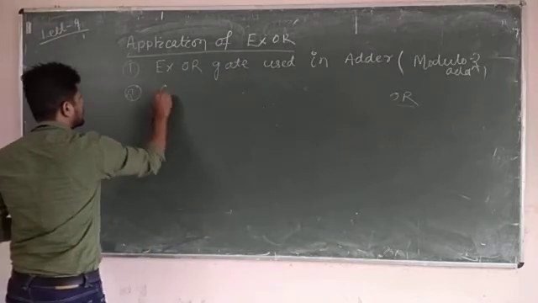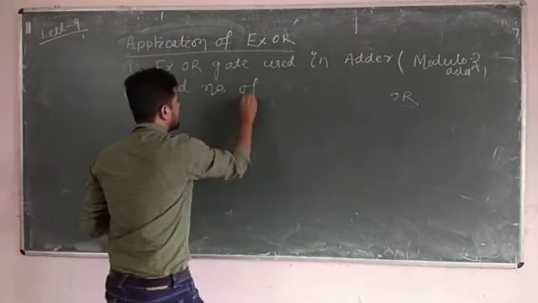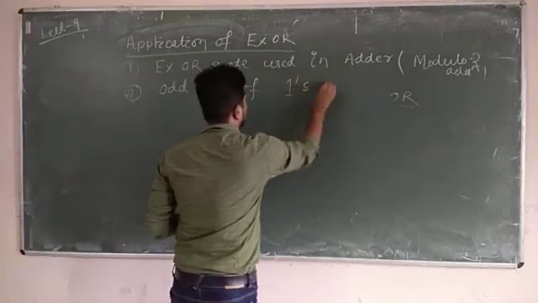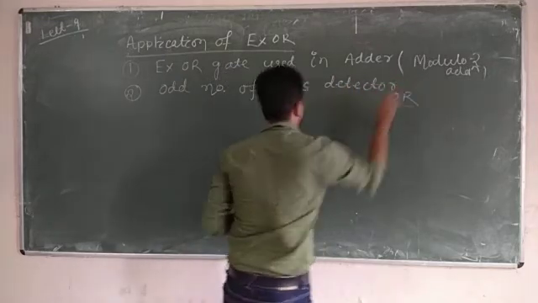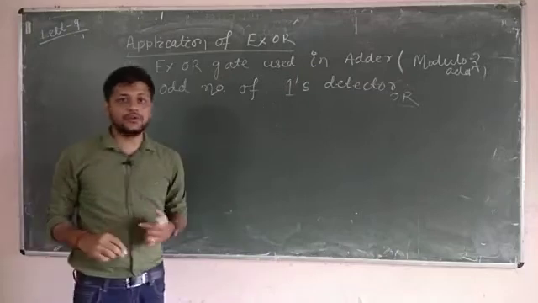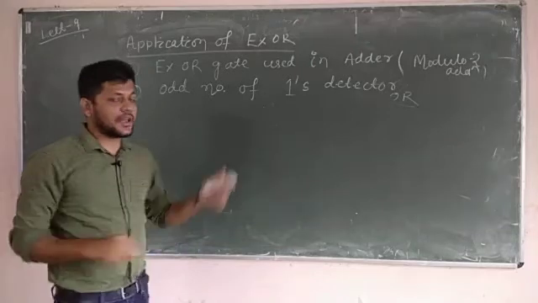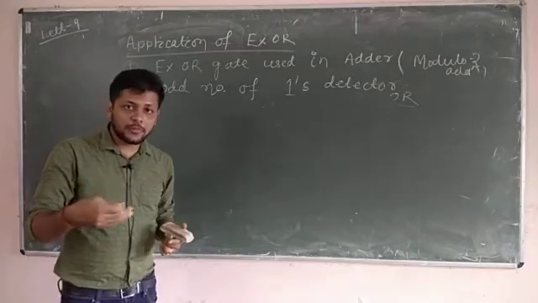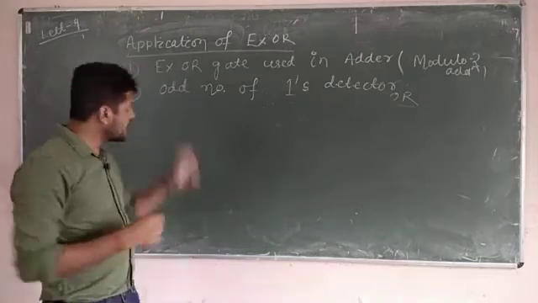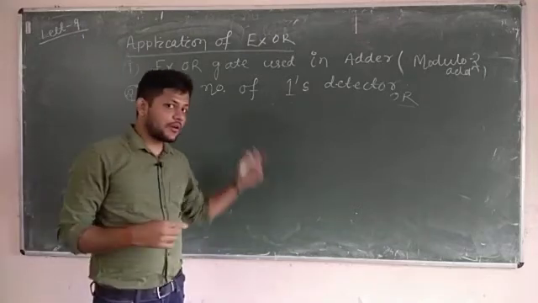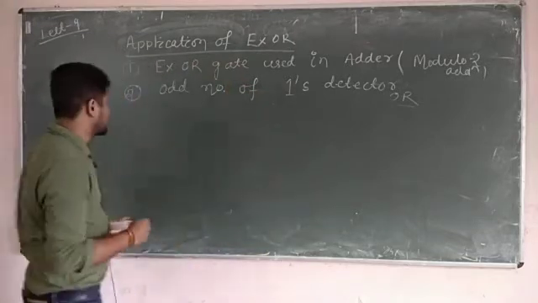Second is the odd number of 1s detector. Another application of the exclusive OR gate is that it acts as an odd number of 1s detector. That means if you apply an odd number of 1s to the input of the exclusive OR gate, then only the output of the exclusive OR gate is 1. Hence, we use it as an odd number of 1s detector. That is another application of the exclusive OR gate.